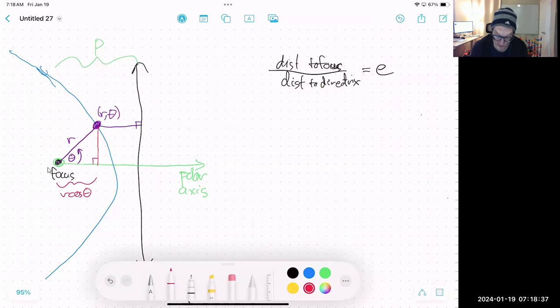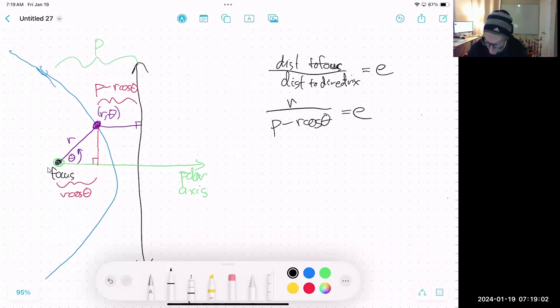And if this is r cosine theta and this whole thing is p, then this is p minus r cosine theta. Okay, so everything I'm doing is correct, and so that's nice. The distance to the focus is r, and the distance to the directrix is p minus r cosine theta. Okay, there is a potential pitfall, however.